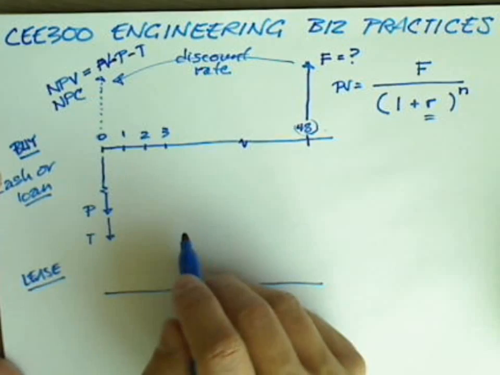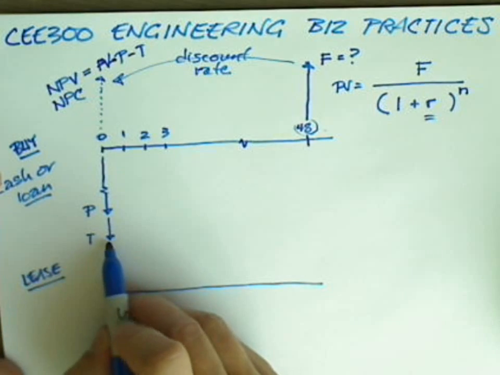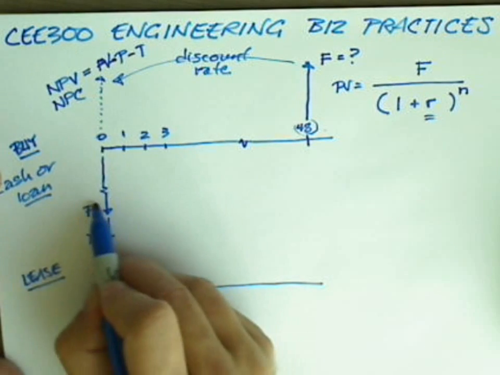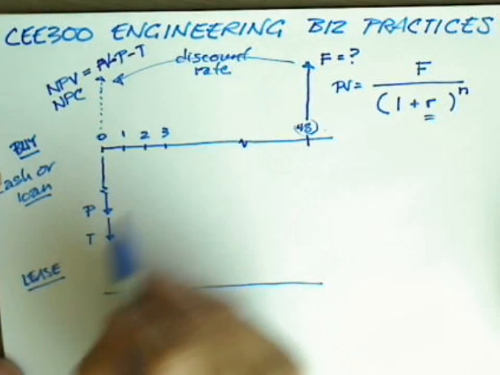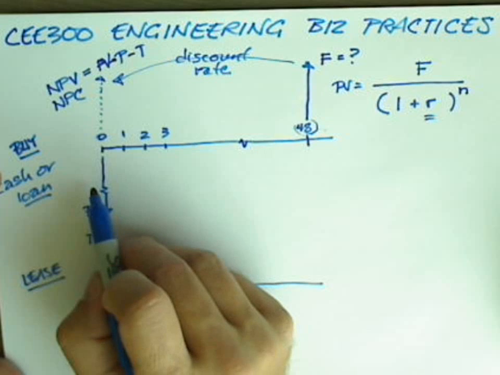The question is, what should the discount rate be? Well, for a lot of people, the discount rate is determined from the opportunity cost of money. So if you took this money here, instead of buying a car, you were to put it in the bank, what could your return be?